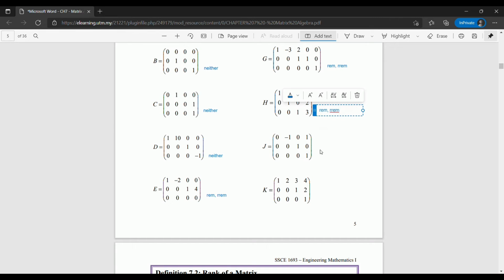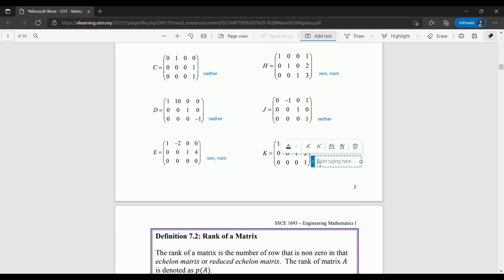Then we check matrix J. Matrix J is very obvious. This is not a REF. As you can see, the leftmost non-zero entry for row number 1 is -1. It's not 1, so it is not a REF. And since it's not a REF, it can't be a RREF.